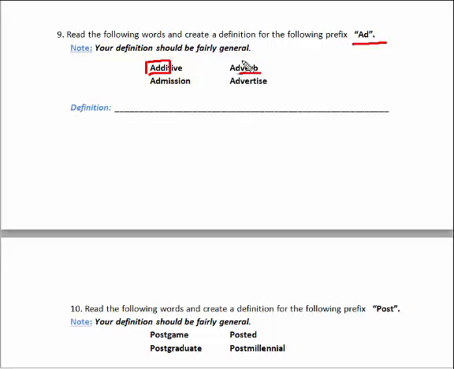An adverb is something that modifies the verb. You're going to add to the meaning by adding an adverb. Admission, you're going to be admitted into college. It's a positive word. You're going to be added into the pool of college students. Advertise. When you advertise, you're going to take information and add it into the public's understanding of what your product involves. Add means to add it in. Pretty straightforward on this one, number 9.